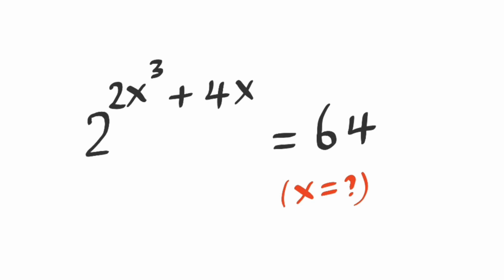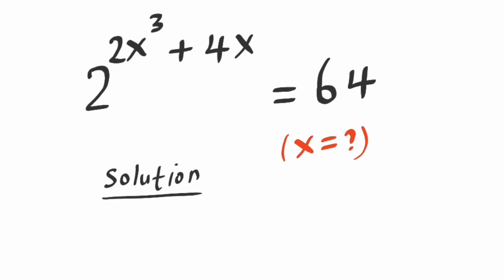In this video, let us solve for x given 2 raised to power x³ + 4x is equal to 64. We have the given equation 2 raised to power 2x³ + 4x is equal to 64.